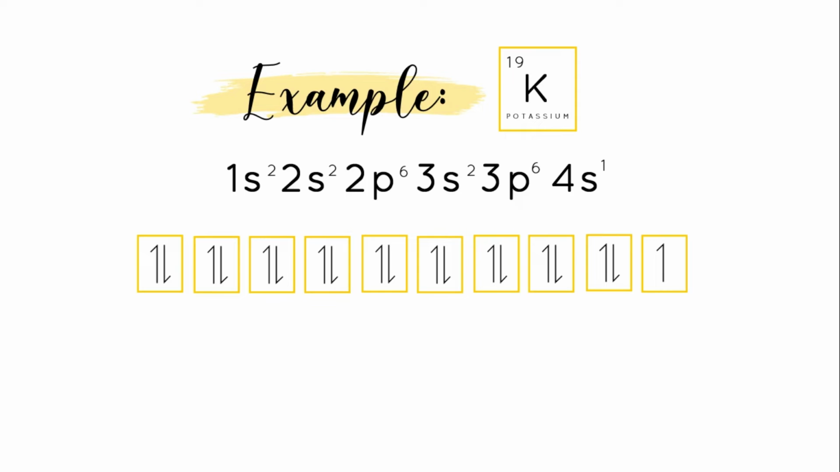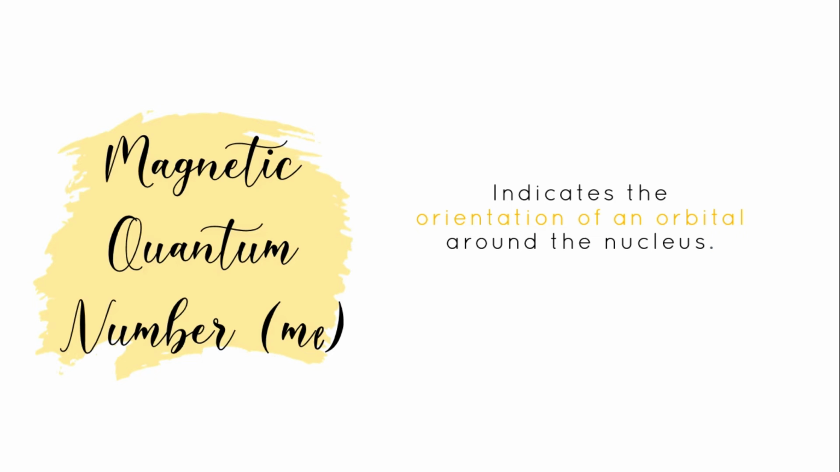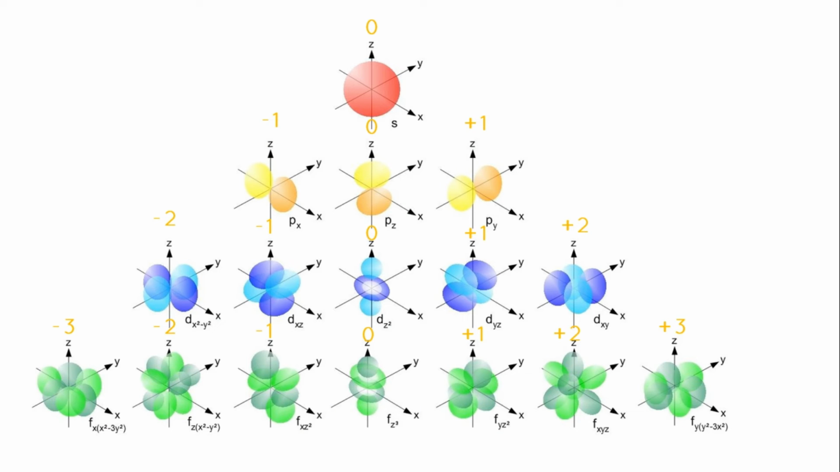numbers. So moving on, we have the third quantum number, our magnetic quantum number, represented by m sub L. The magnetic quantum number indicates the orientation of an orbital around the nucleus. How? Look at this diagram. Here we have the S subshell. The S subshell has only 1 orbit, that is the red one. Since it has 1 orbit, its orbit is labeled as 0.